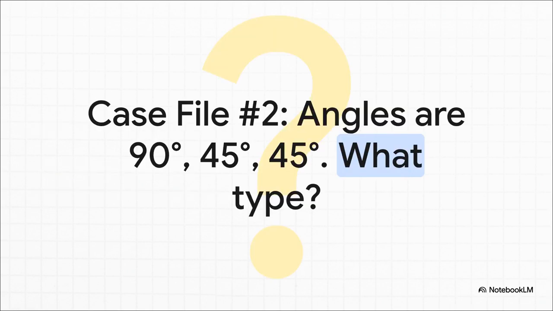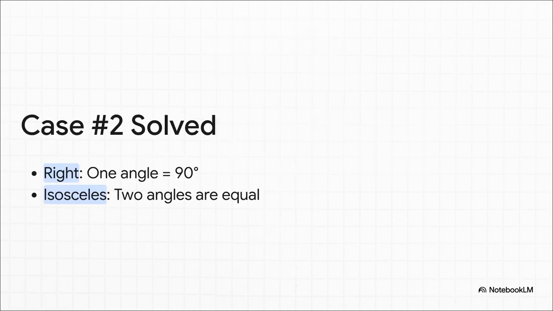Case file number 2. The angles are 90, 45, and 45. That 90-degree angle should be screaming at you right now. What have we got? Yep, you got it. That 90-degree angle is a dead giveaway. It's a right triangle. But just like the last one, check out those other two angles, 45 and 45. They match, so it's also an isosceles triangle. Put it together and you get a right isosceles triangle.